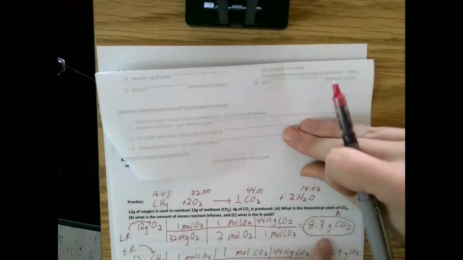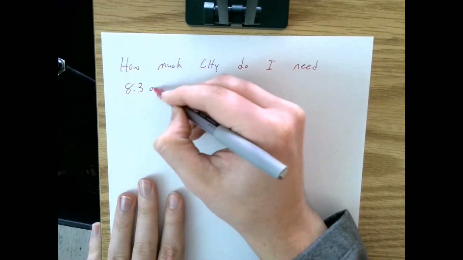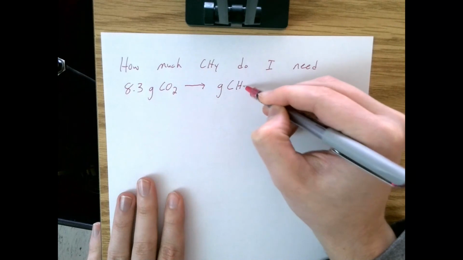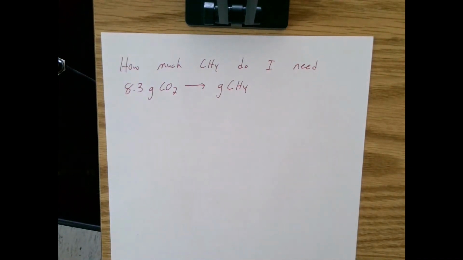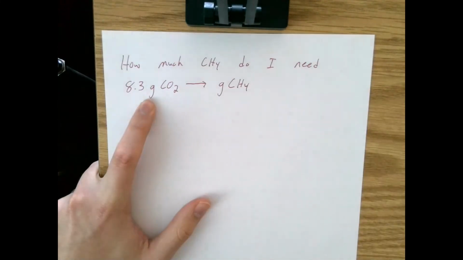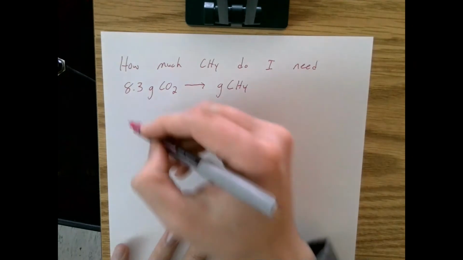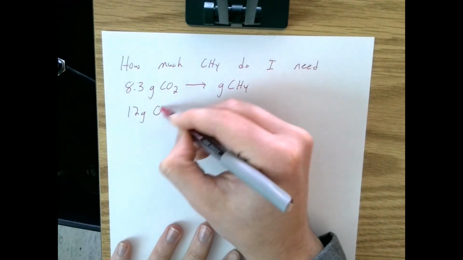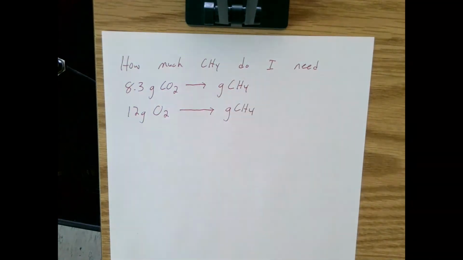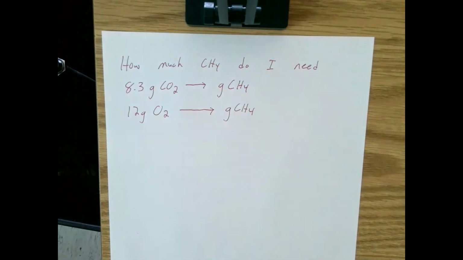I know that I'm going to make 8.3 grams of CO2. So I can go from 8.3 grams of CO2, and I can convert that to grams of CH4. The question in words is, in order to produce 8.3 grams of CO2, how much CH4 do I need? I also know that I'm going to completely use up 12 grams of oxygen. So I can say 12 grams of O2, and I could convert that to grams of CH4. The question here is, in order to use up 12 grams of oxygen, how much CH4 do I need? So you can do either one of these.